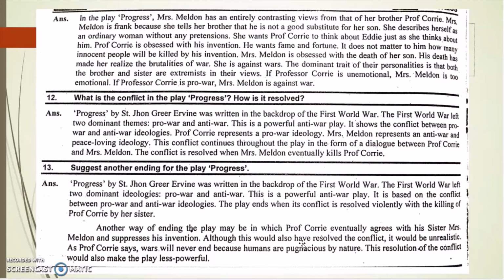Although this would have also resolved the conflict, it would be unrealistic. As Professor Corey says, war will never end. Because humans are pugnacious by nature, this resolution of the conflict would also make the play less powerful. But because it ended with the death, and especially death of the brother at the hands of a sister, that is a much more powerful end. If he would have just been convinced, that would have been a much weaker play. But because we are asked for another ending, that can be another ending, that Professor Corey was convinced.